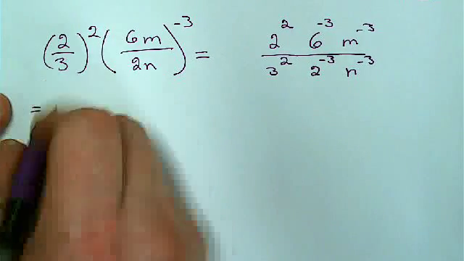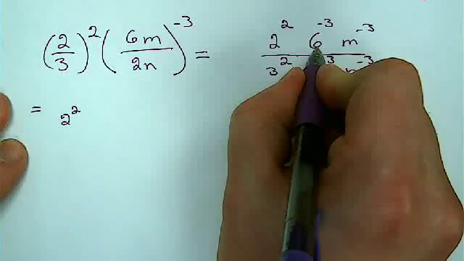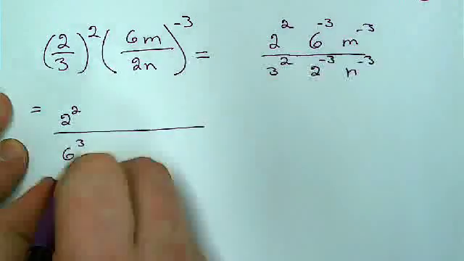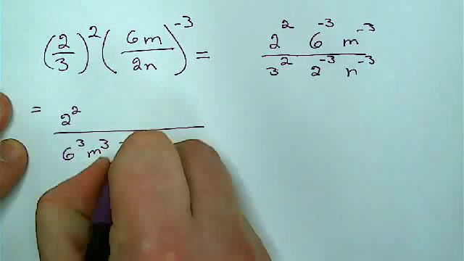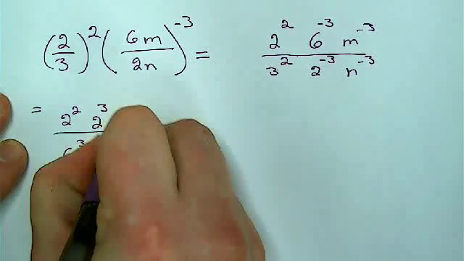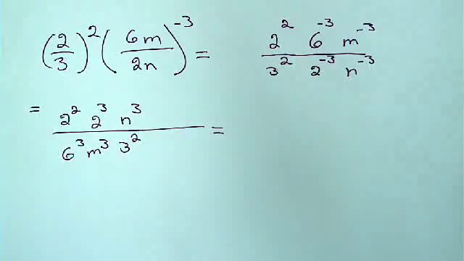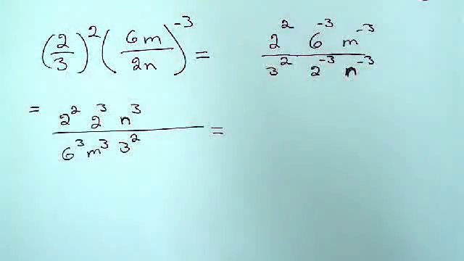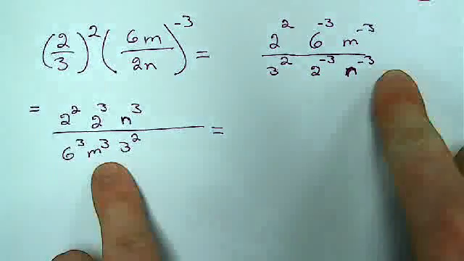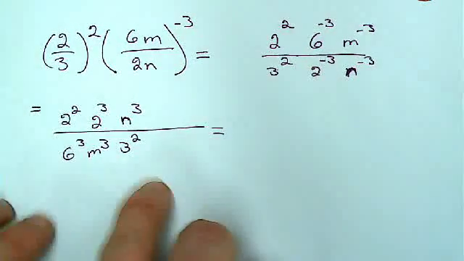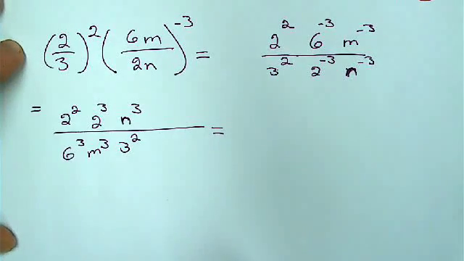The negative on the bottom? So 2 squared, this is going to go to the bottom, right? So 6 to the third, M to the third. 3 squared, this is going to go up top. 2 to the third, N to the third, right? That's an N. Now again, take a look at what happened from here to here. All I did was take the 6, the M, the 2, and the N, and switch their positions top and bottom, because that's what the negatives mean.